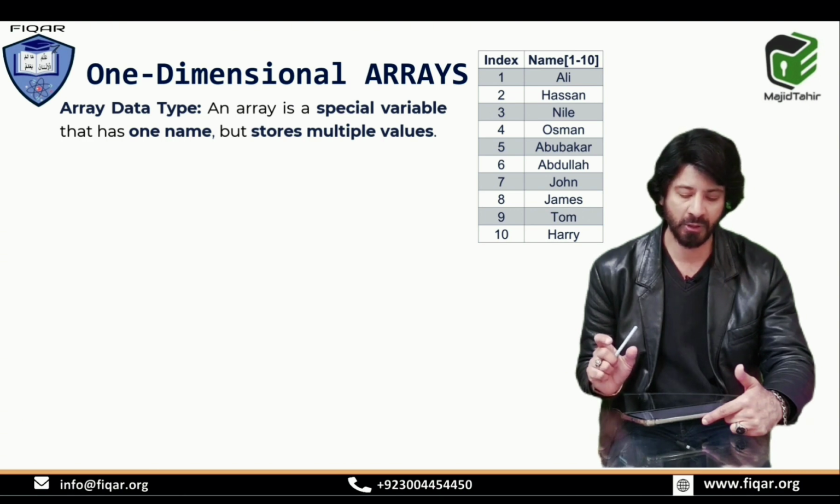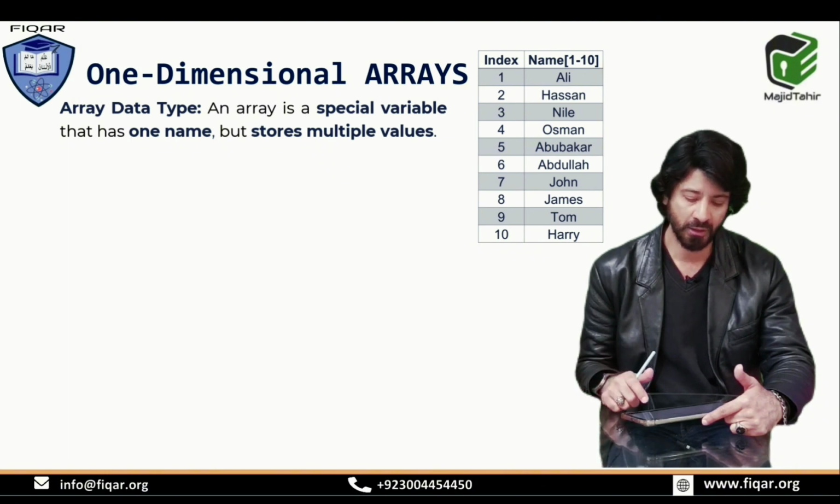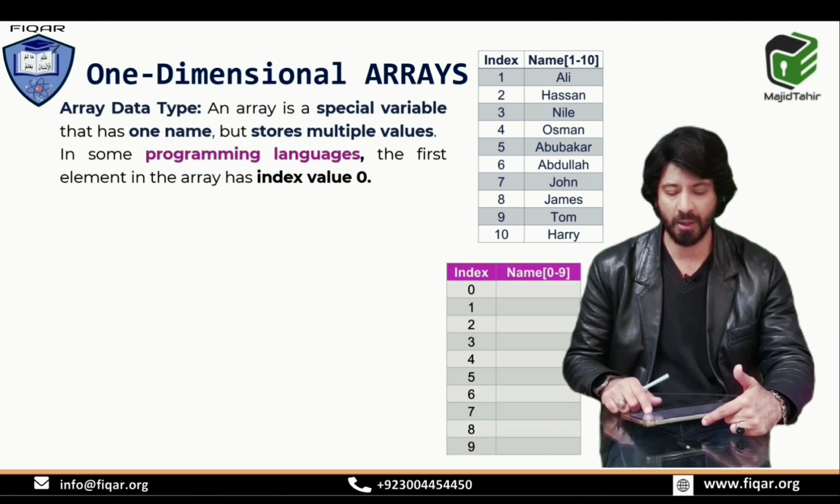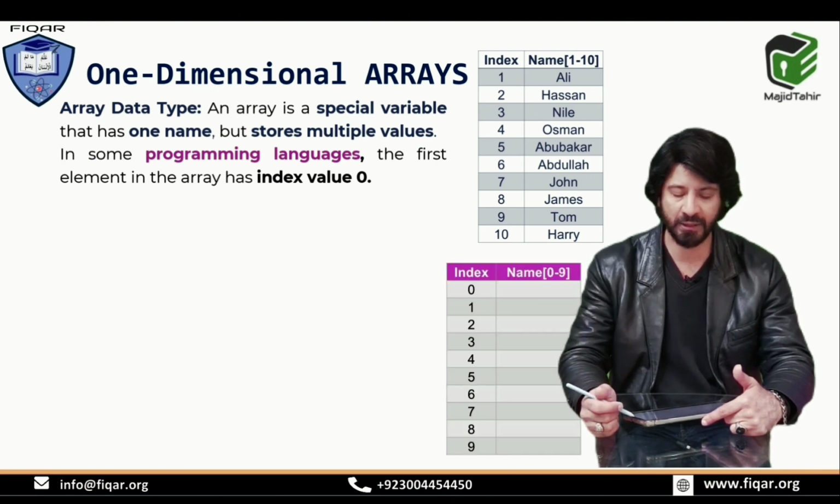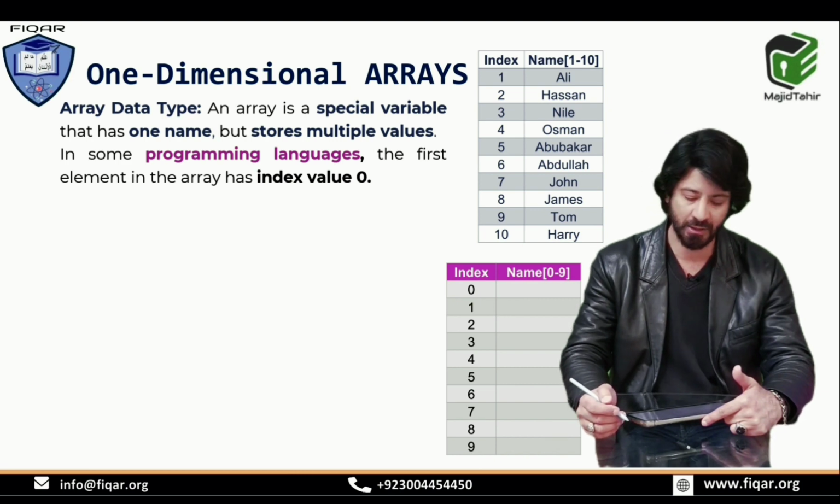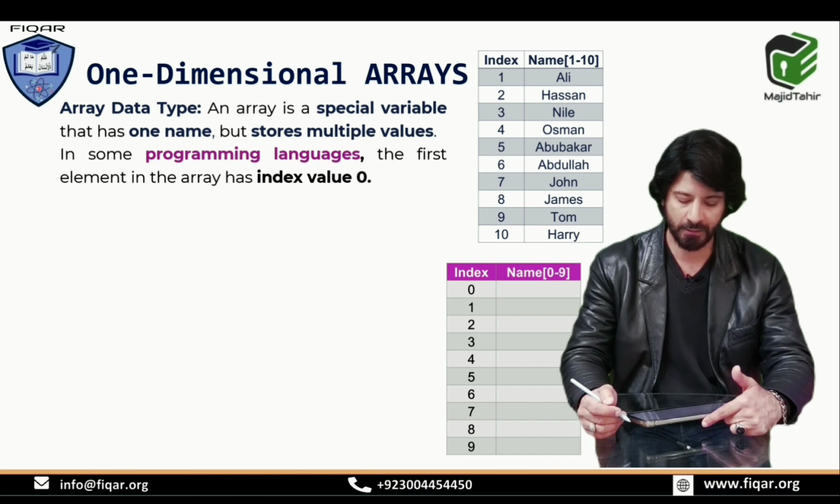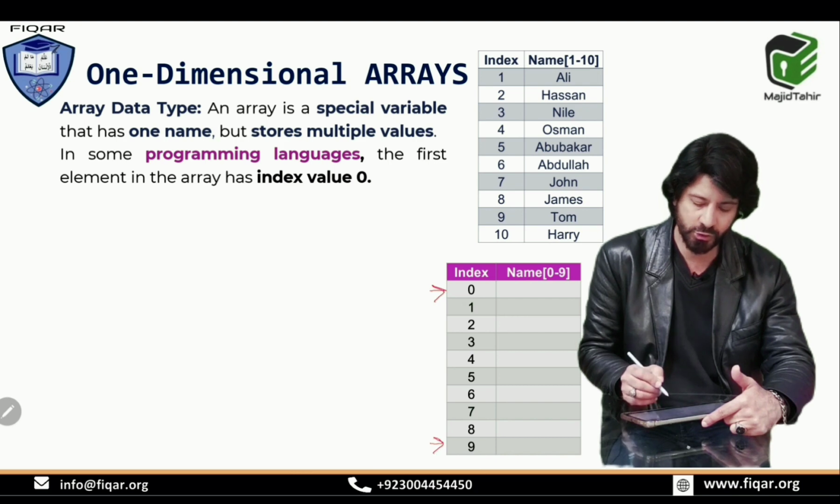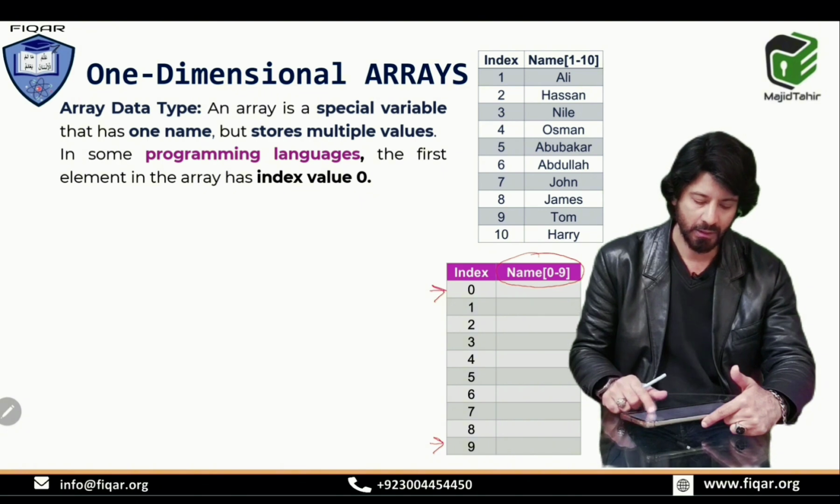We can give one name and an upper bound, the size of the array, and we can store as many values as we have given in the upper bound. In some programming languages, the index can start from 0 instead of 1. So if you're storing 10 names starting with 0, it's going to be name 0 to 9, which means that the first index is going to be 0 and the last index is going to be 9. So this is what we are having over here. It also stores 10 names, 0 to 9.